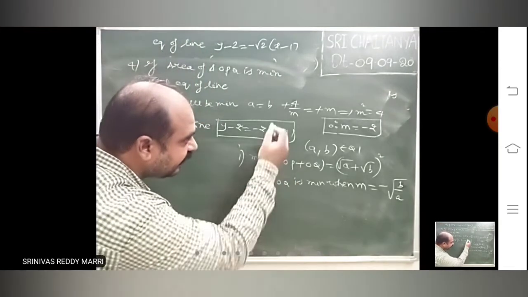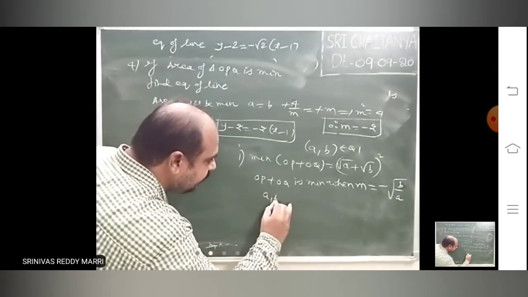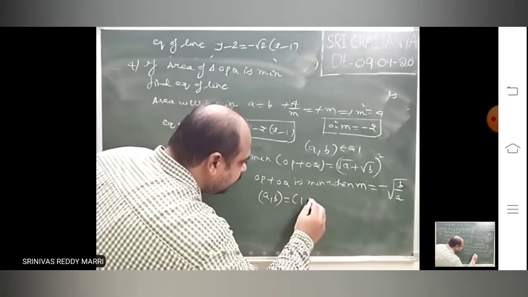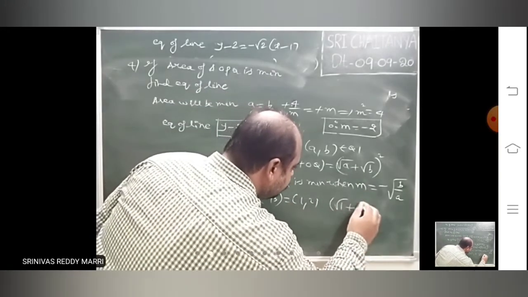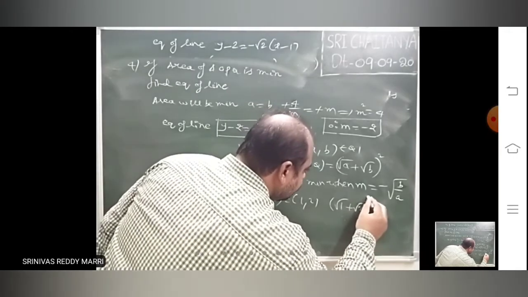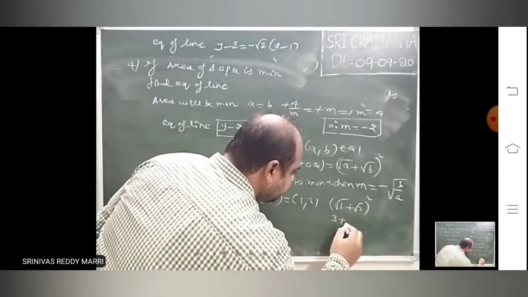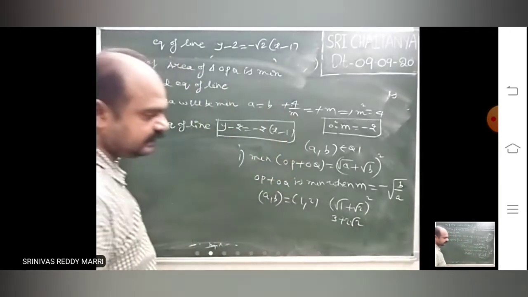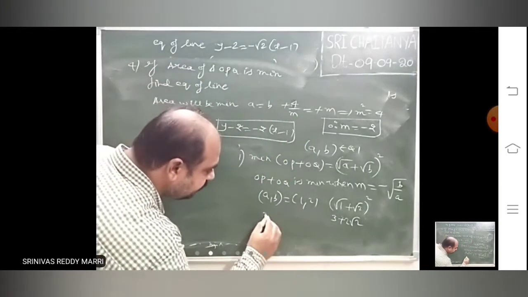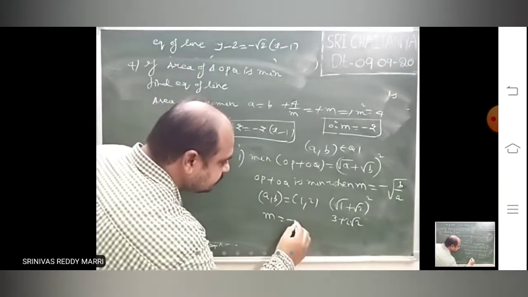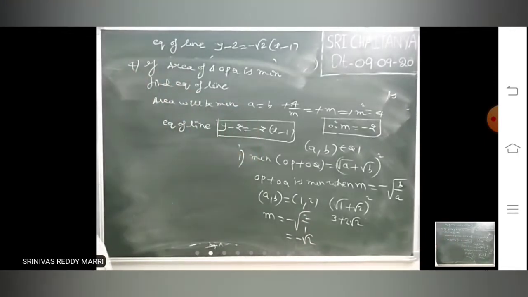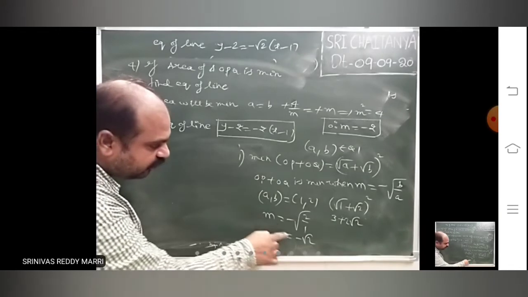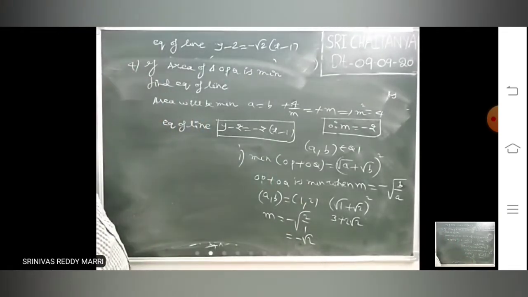Now look at in our formula A comma B equal to 1 comma 2 given. What is this one? Minimum value root 1 plus root 2 whole square. If you expand this, what you will get is 3 plus 2 root 2. That only you got. When it is minimum, what is the slope? We got that, minus root 2. So when this is minimum, you can write the equation of the line by using the slope.